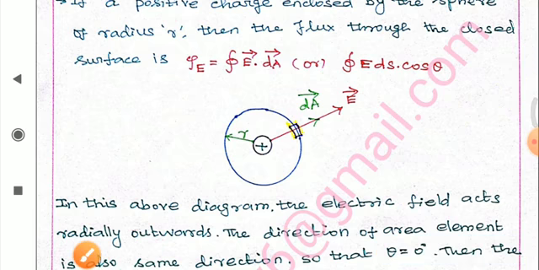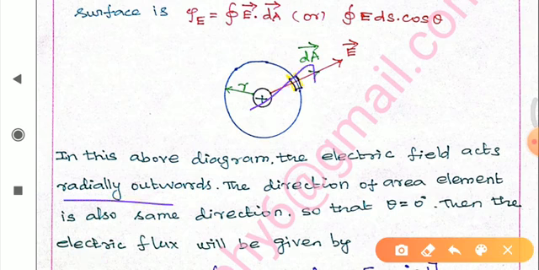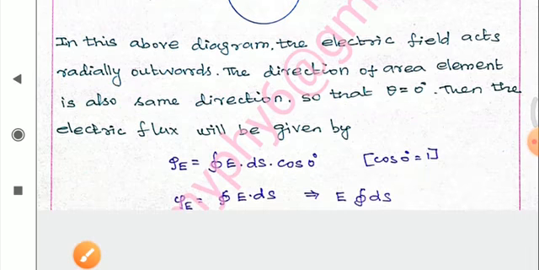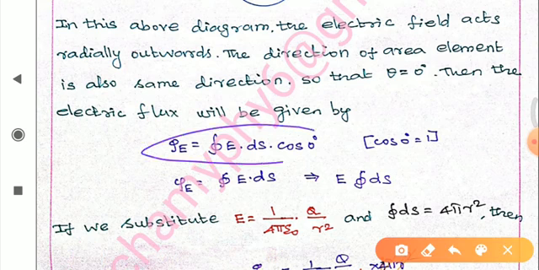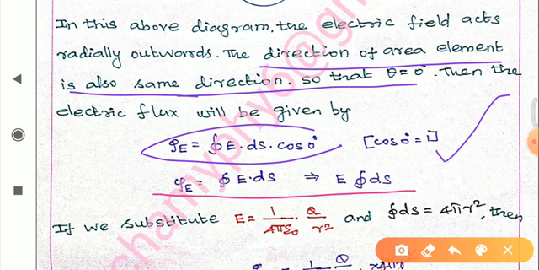Right. Now in this diagram, what is the direction of electric field? Since it is a positive charge, it is radially outwards. Then the direction of area element is also the same, along the direction of electric field. Then theta value is equal to what? 0. Then the electric flux is given by phi is equal to E dot dS cos theta. Because the direction of electric field is along the direction of the area element, that means the normal drawn to the surface, theta is equal to 0, so cos 0 is equal to 1. Then we can write phi E is equal to integral E dot dS.